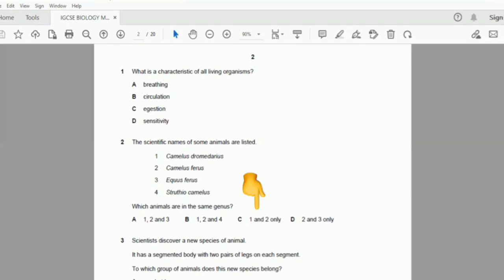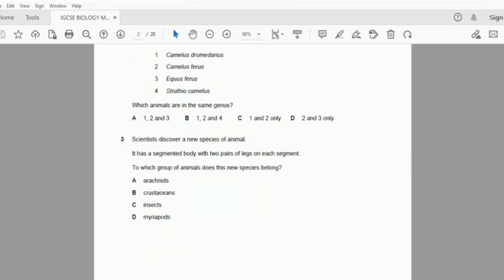Question number three says, scientists discover a new species of animal. It has a segmented body with two pairs of legs on each segment. To which group of animal does this new species belong? For the characteristics of living organisms and the features that they have, how they are classified, we have this group of animals here.